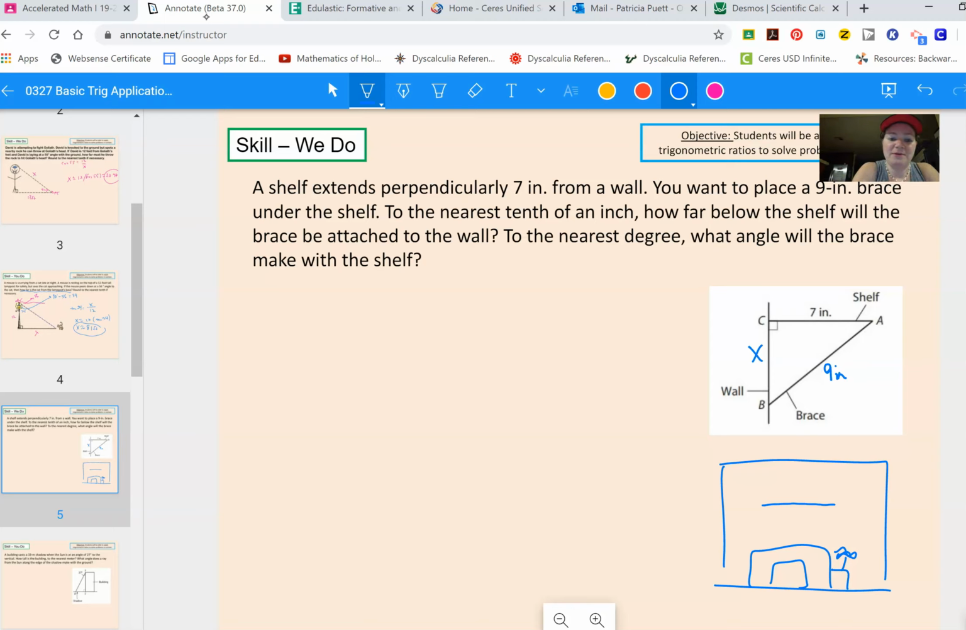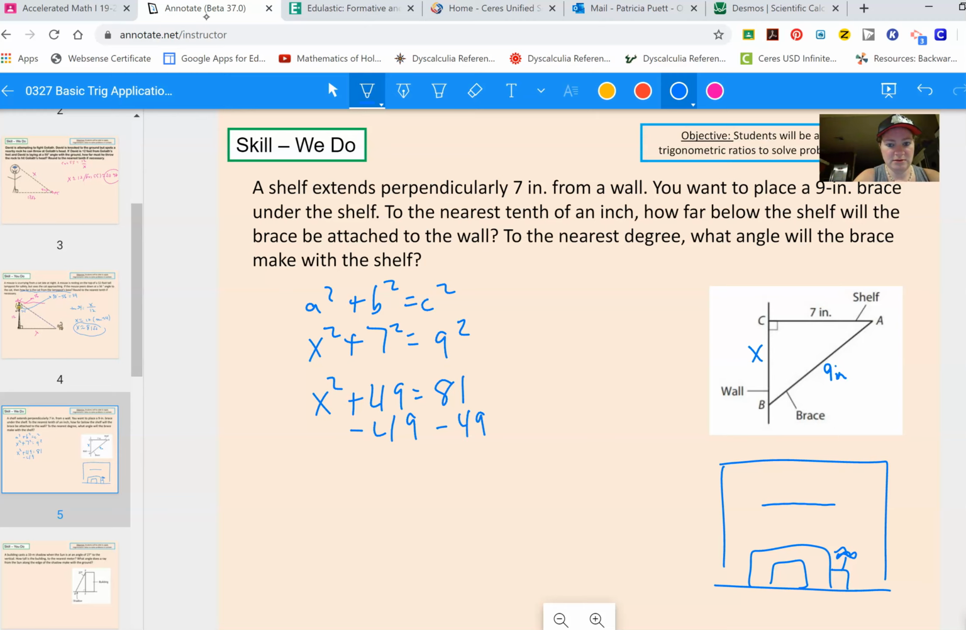Okay? So I know I'm going to use a squared plus b squared equals c squared. When it comes to a and b, those are your two legs. So one of them will be x squared, the other will be 7 squared, and then the c is going to be your hypotenuse. So if I start simplifying things, I have x squared plus 49 equals 81, and then I have to subtract the 49 from each side. Then if I take the square root of x squared, the x is going to be about 5.7 feet.